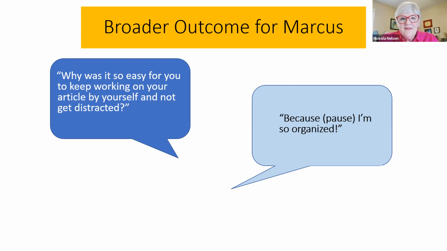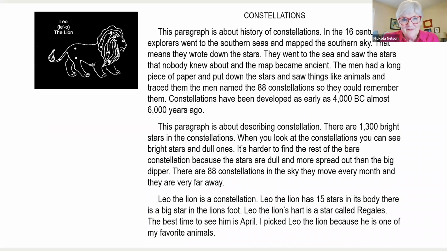And one of the things for Marcus, remember, was that he had such difficulty being organized. And at the end of one of his sessions, the clinician said, why was it so easy for you to keep working on your article by yourself and not get distracted? And he said, because I'm so organized, and those are the moments you live for.